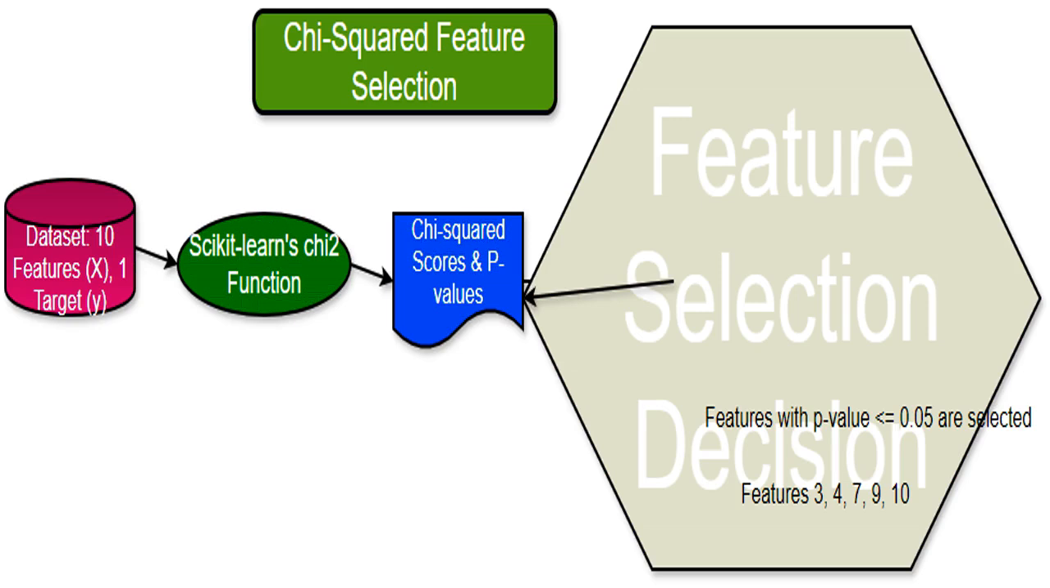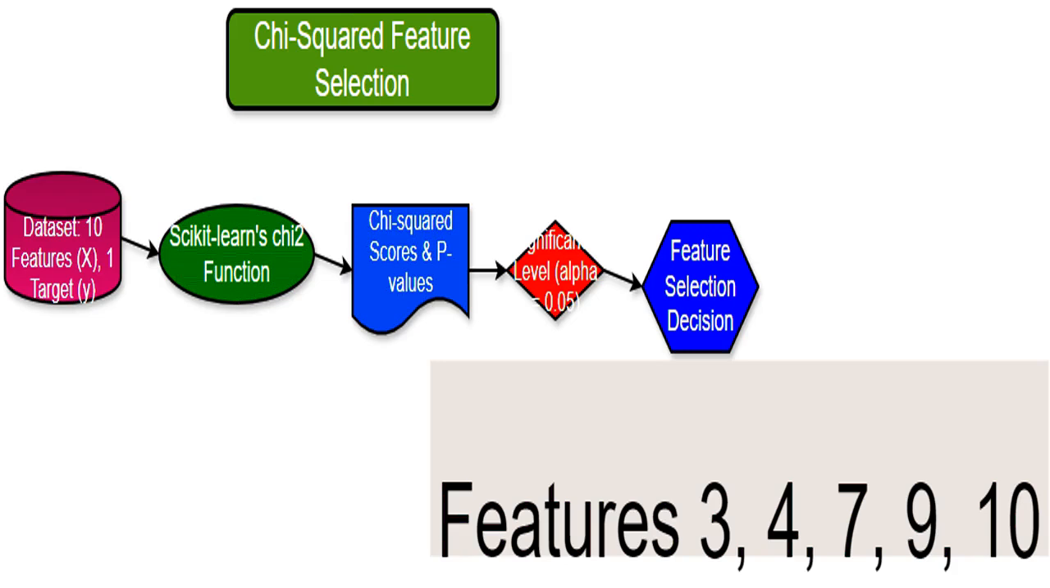The chi2 test helps me eliminate features that are not useful. Think of it as a feature filter to keep only the important ones. In this case, features 3, 4, 7, 9, and 10 all have p-values below 0.05, making them statistically significant predictors of customer churn. I'm excited to use them.